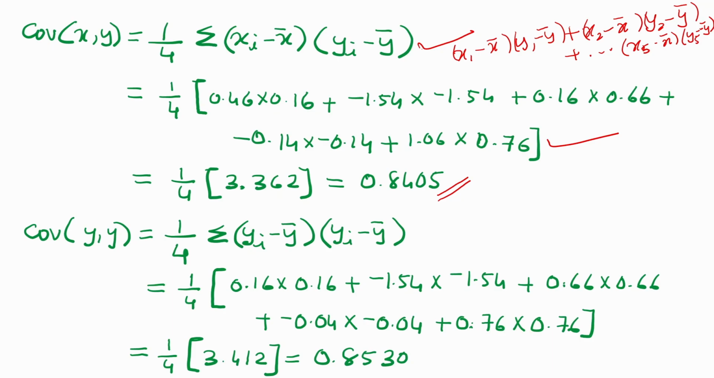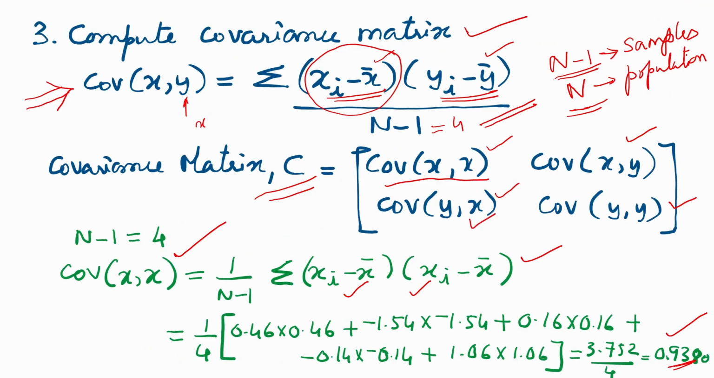Covariance x comma y is the same as covariance y comma x. You need not find it again, so you will be getting the same answer. So covariance y comma x is also done.